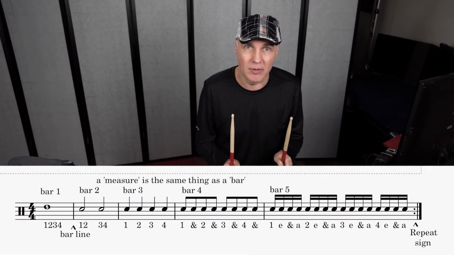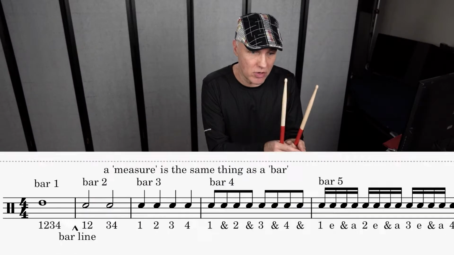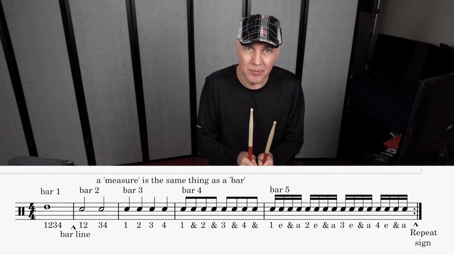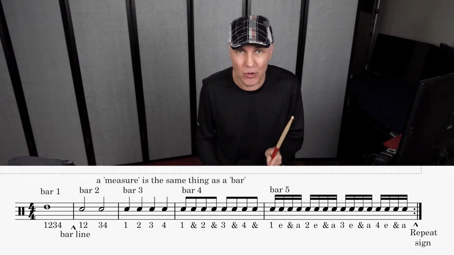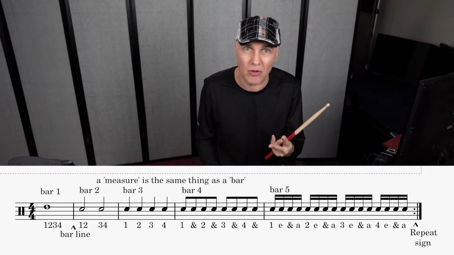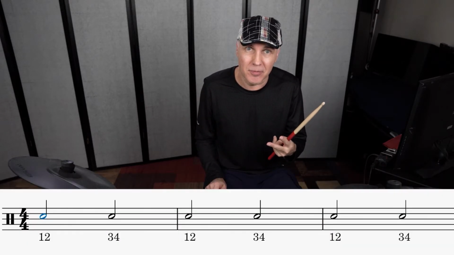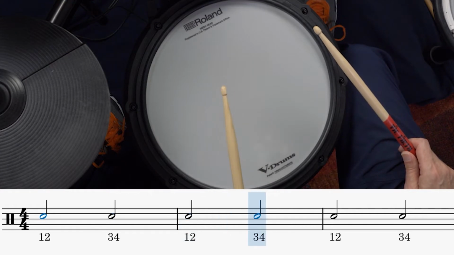The second bar, half notes. We had a whole note. Now we have a half note. A half note is half of a whole note. So there's 2 half notes in a whole note, and each half note gets 2 counts or 2 beats. So half note, 1, 2, 3, 4. 1, 2, 3, 4.